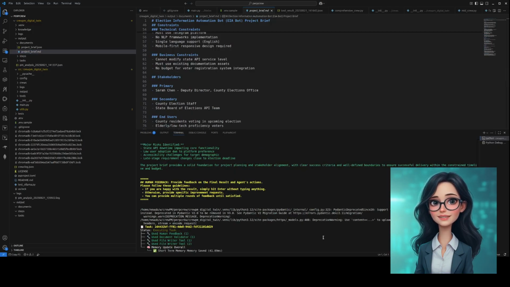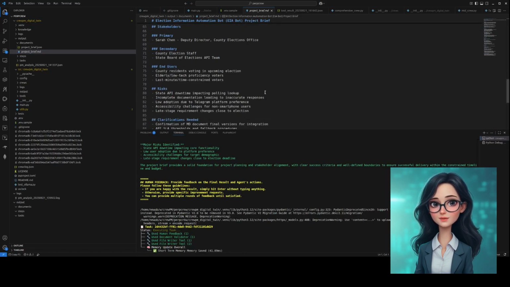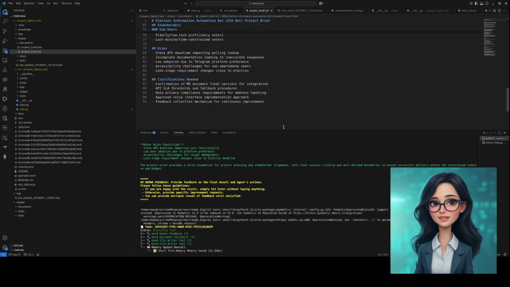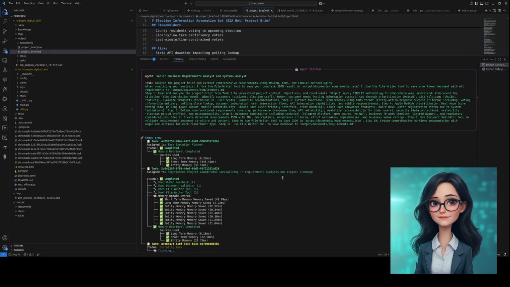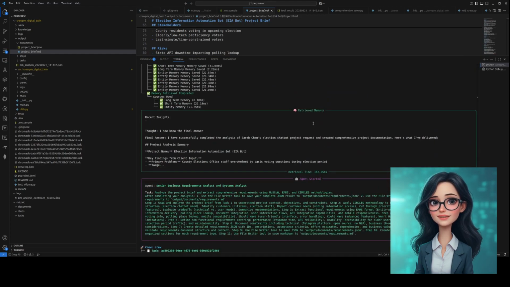It validates its work, finds gaps, and revises. The user researcher doesn't just create personas randomly. It analyzes the requirements to understand who needs to use this system, creates detailed profiles, then develops realistic scenarios of how they'll interact with it.